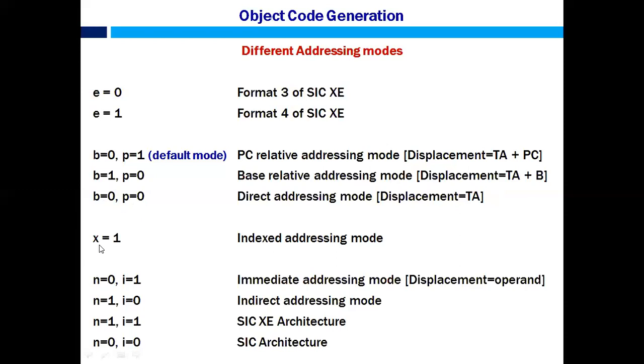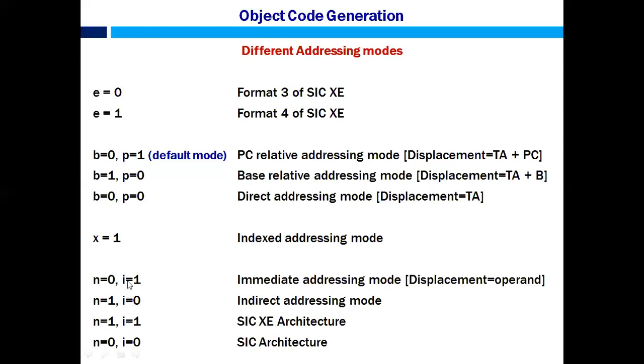Okay, so the next combination, we just have one x here. So x equal to 1 means it is indexed addressing mode. That means whenever we get the instruction, the registers will be included in the instruction. So that kind of instruction we call indexed addressing mode. Then we have another combination, n and i. That is, n is for indirect addressing mode, then i is for immediate addressing mode. So indirect, then immediate.